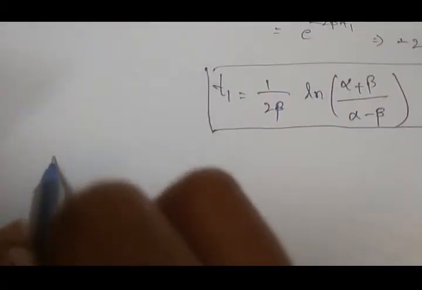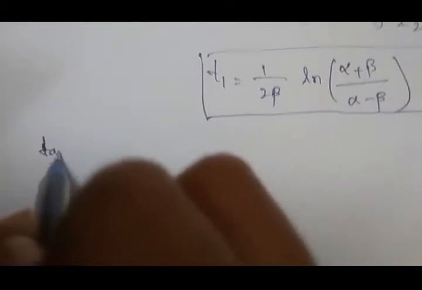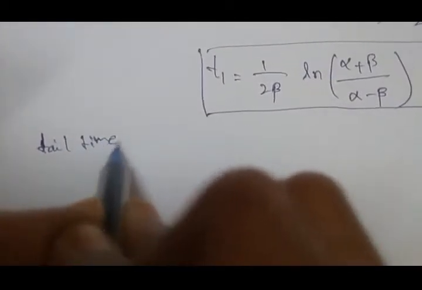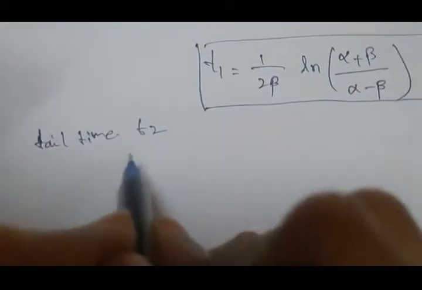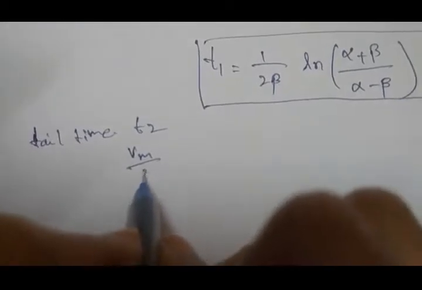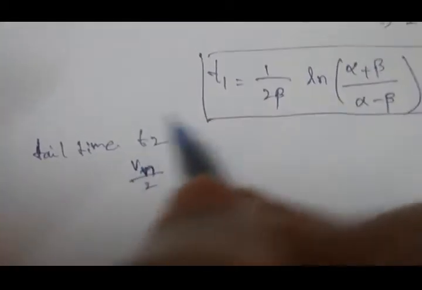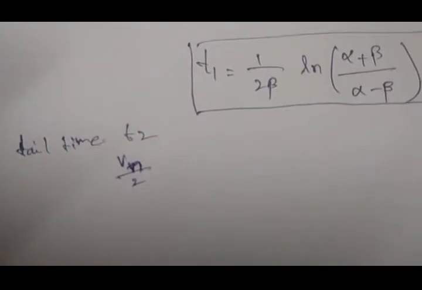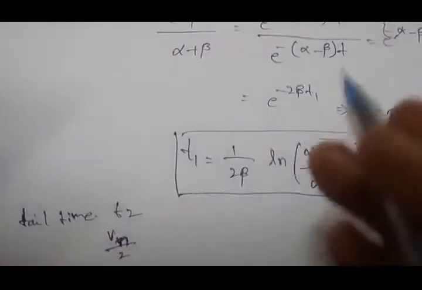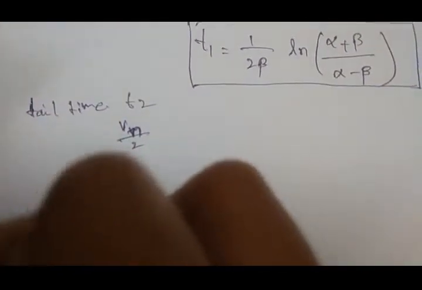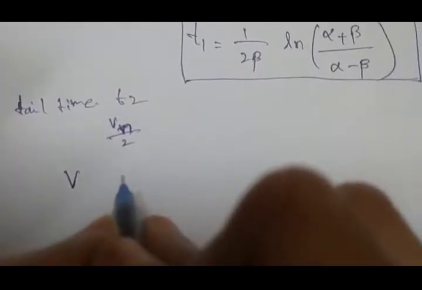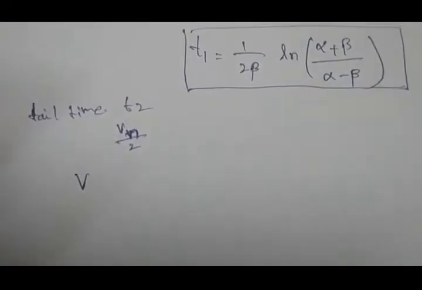When we go for the wave tail time, please note tail time T2, where the magnitude will be half of the value. So try to replace your expression. Already we know our voltage expression for the wave.